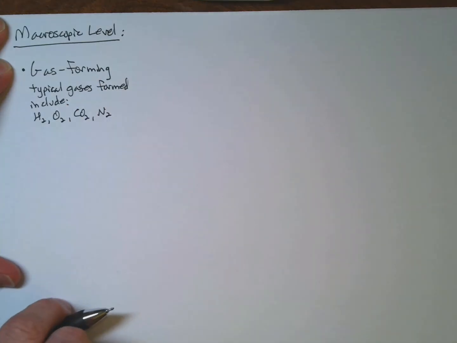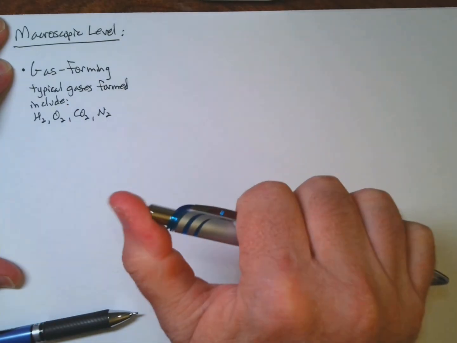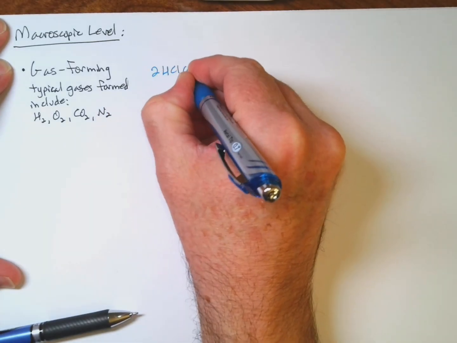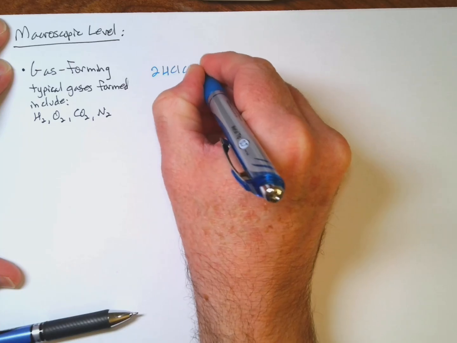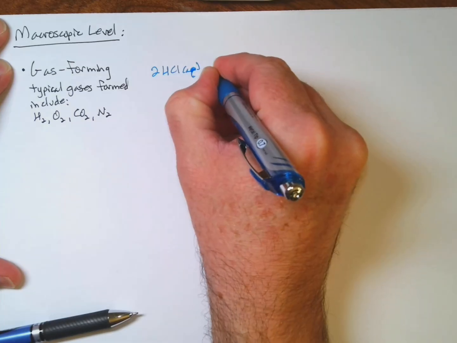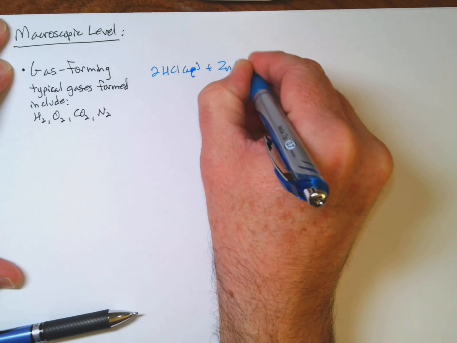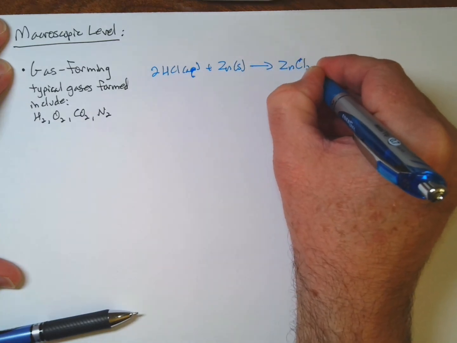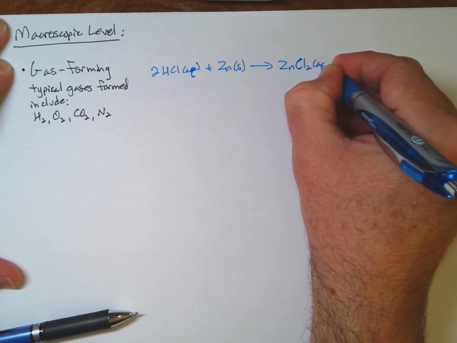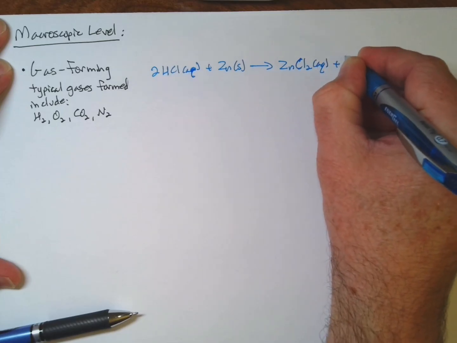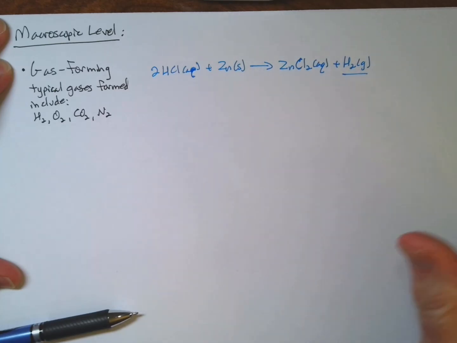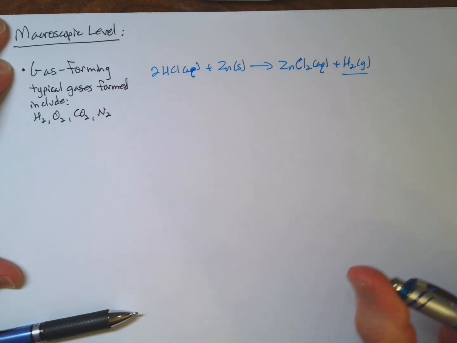Now, what's a typical example? Well, we already looked at one, which was 2HCl aqueous plus solid zinc gives us zinc chloride, ZnCl2 aqueous, plus H2 gas. So here it's the H2 gas that's given off that makes this a gas-forming reaction.